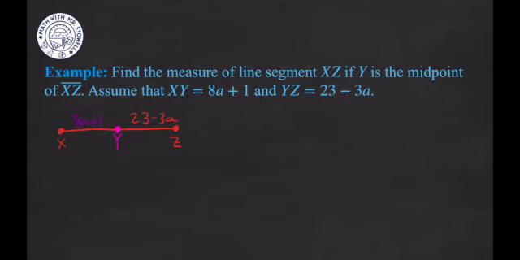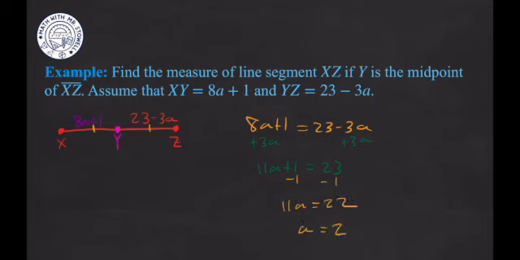Well, those two segments, because Y is a midpoint, would be equal. So since they're equal in length, we end up with 8A plus 1 equals 23 minus 3A. We are going to get those A's together, so let's add 3A, add 3A. So we end up with 11A plus 1 equals 23. Subtract 1 because we want to get the A by itself. So we have 11A equals 22. Divide by 11, so A is equal to 2.